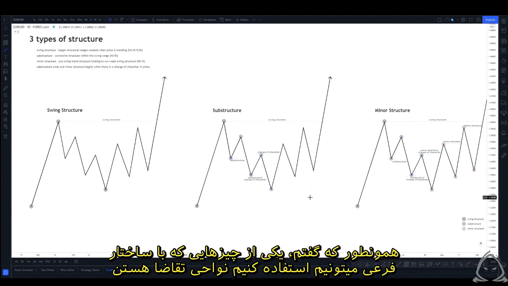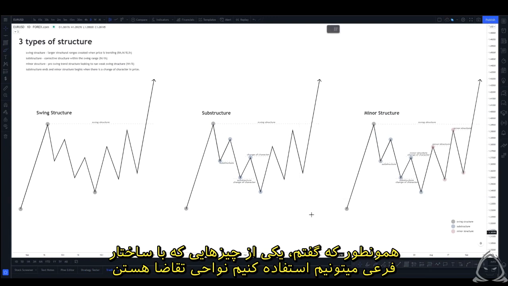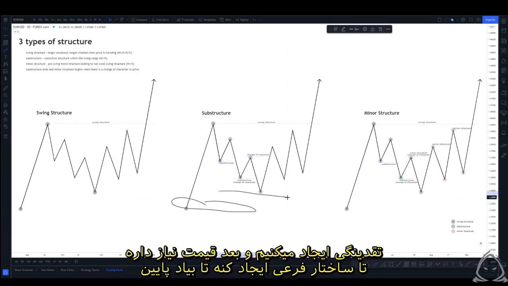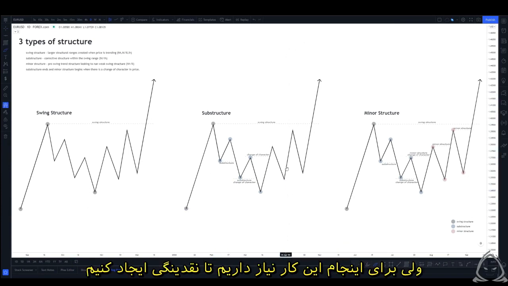Like I said, a couple different things that we would use when substructure is being created is looking for demand zones. What might happen is we have a demand zone at a lower point. We're building liquidity, and price needs to switch back to substructure to actually come down. But in order to do that, we needed to create liquidity.